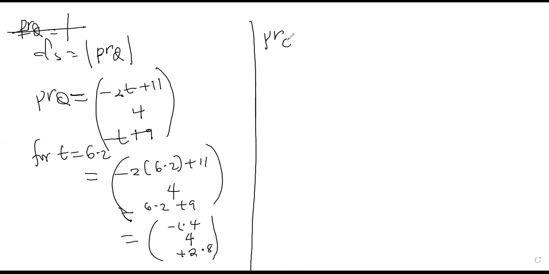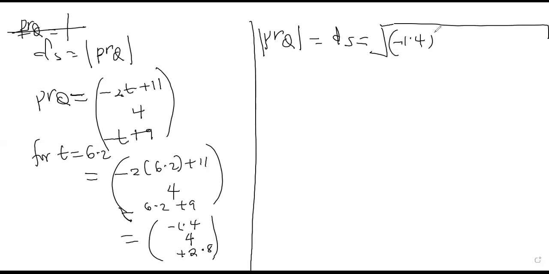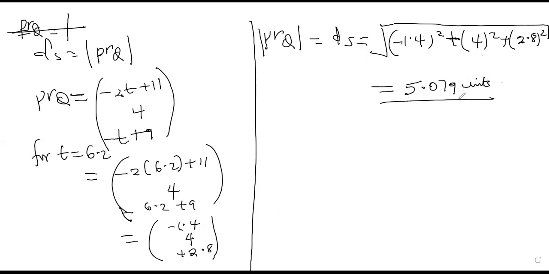Then after getting those values, you can compute the magnitude of PRQ. So the magnitude of PRQ would be equal to the square root of those units squared. So it will be negative 1.4 squared plus 4 squared, then plus 2.8 squared. So by computing the square root, you're going to get the units of distance here. Getting 5.079 units of distance. As simple as that.